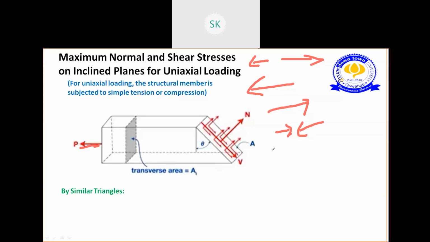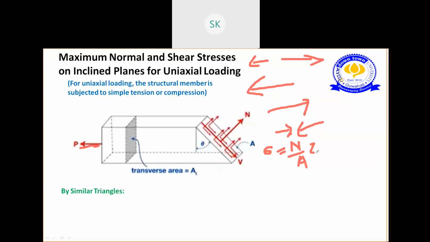Sigma and tau we have discussed. This will be your normal. What was the sigma? Sigma is equal to what? What was the formula for normal stress? Anyone? What was the formula for sigma? It was N by A, right? Normal force per unit area. We did a numerical also, right? So your sigma is your normal stress. N is your normal force. Per unit area will give you normal stress.